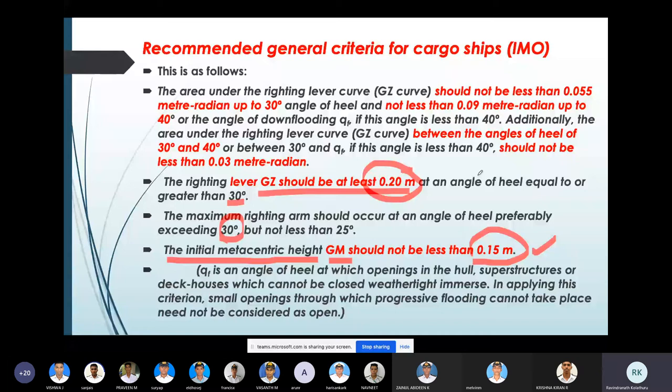So any doubts on this criteria? No, sir. Fine.